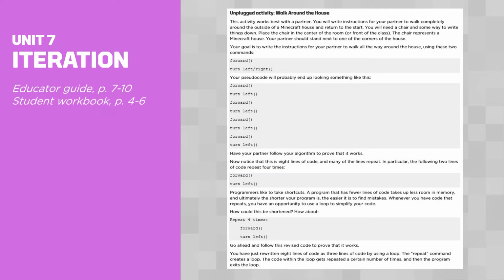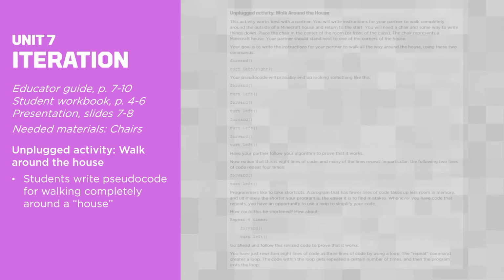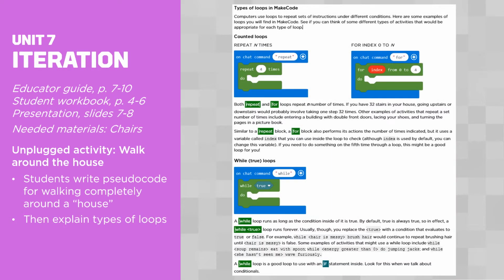The unplugged activity helps students experience the efficiency of loops. They imagine a chair is a house in a Minecraft world and write instructions for a partner to walk completely around the outside of the house using two commands: forward and turn left or right. When they add loops, it reduces the number of commands that they have to write. Then you'll explain the different types of loops and make code.